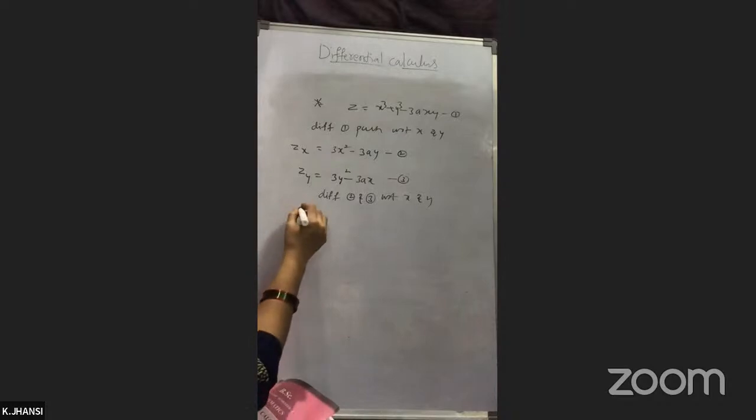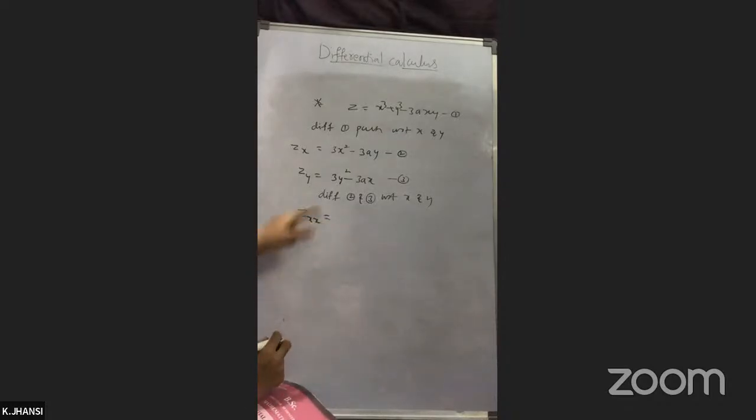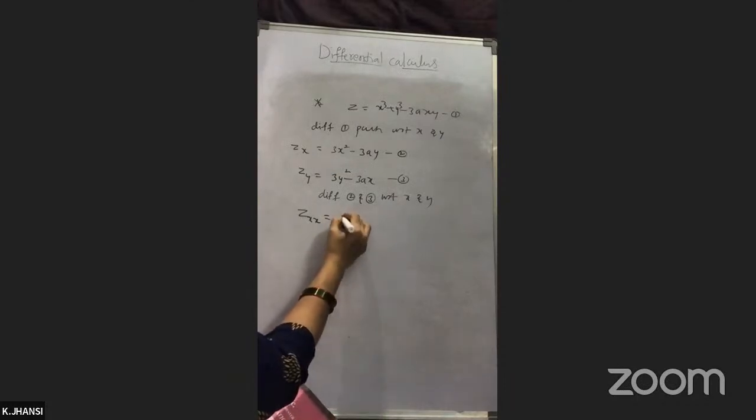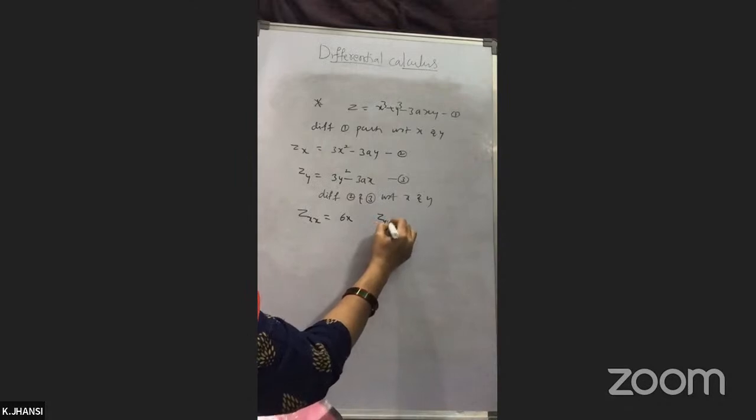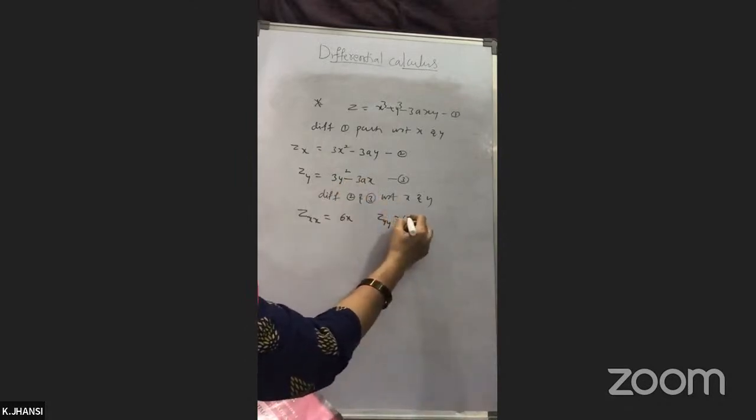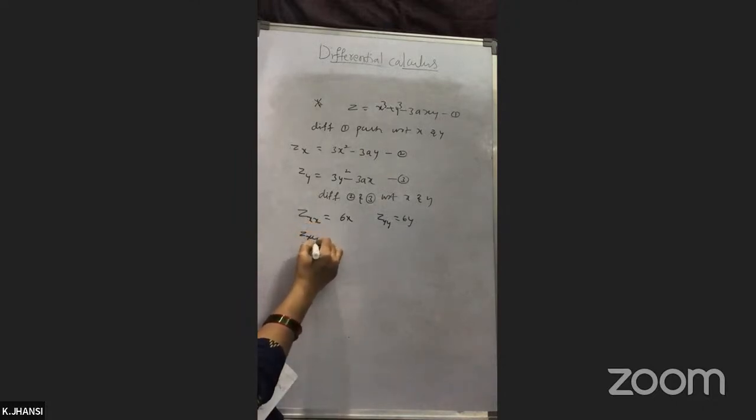So what will you get here? Zxx. So you are doing second order. So 3x square gives 6x, and this value is 0. And next is zyy. Here 6y. Here x is not there, no? Wherever x is not there, that is the 0 value. And one more. For the second order, you can write one more, that is zxy.